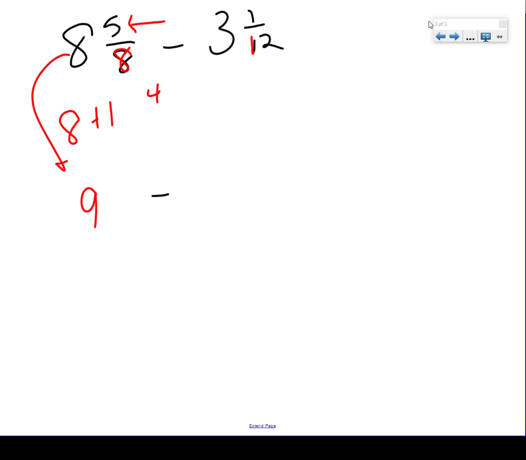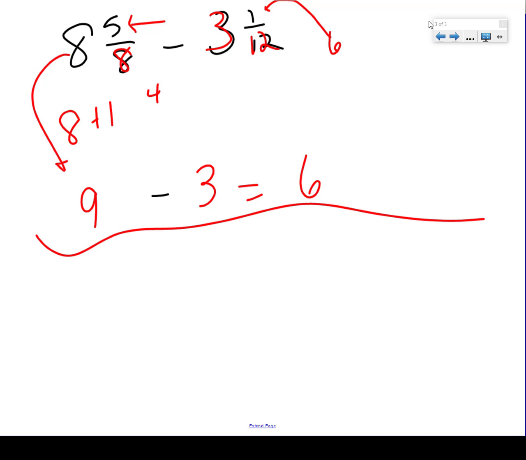I go over here and I look at my denominator of 12. Half of 12 is 6. Is my numerator 6 or bigger? No. So it stays 3. I subtract 9 minus 3 and I get an estimate answer of 6. I'm going to rewrite this problem so we can work it as an exact answer problem.